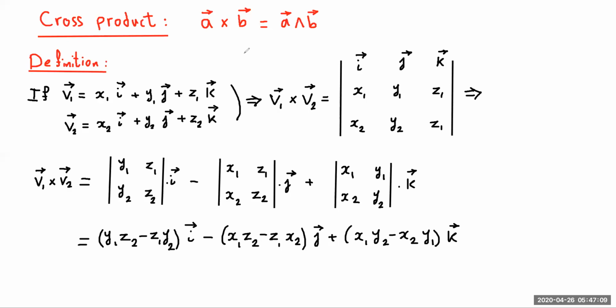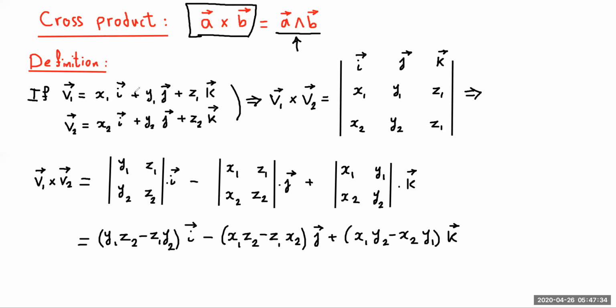The cross product of two vectors A and B is noted like this: A times B, or like this. The majority of the books use the notation on the left. On the right, it's an old notation used in some books of math or physics.